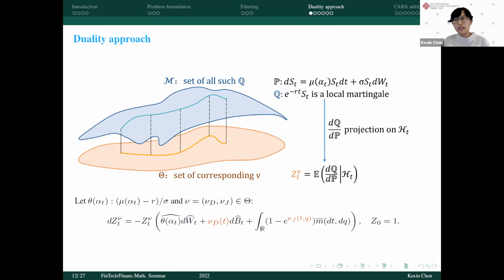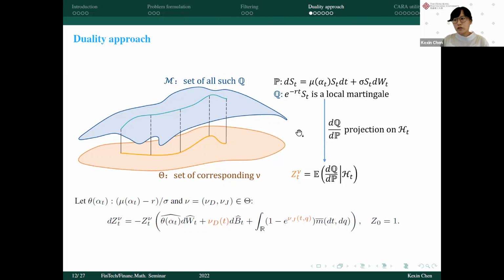So to develop the duality approach, it will be essential to define the so-called equivalent local martingale measures Q, where under that measure, the discounted asset price is a local martingale. And when the market is complete, the set of such Q is a singleton. But because alternative data introduces additional sources of observation and therefore additional randomness that cannot be hedged by the risky asset itself, it makes the original complete market incomplete, resulting in a set of all such Q measures, and we denote by M the set.